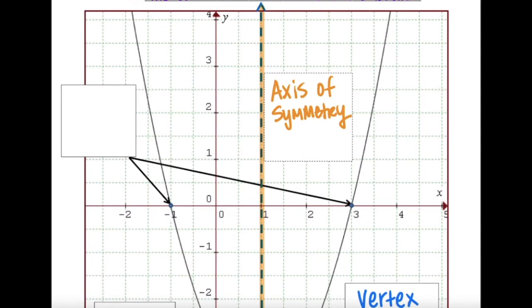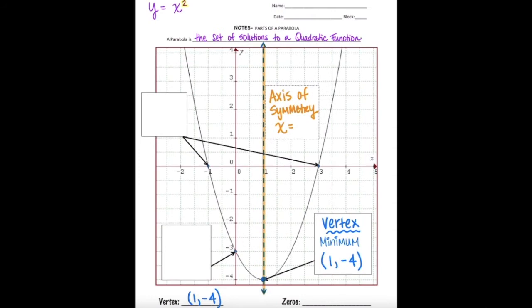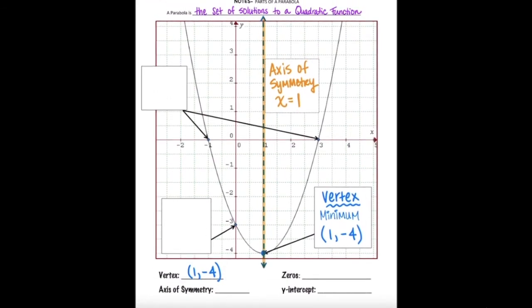The axis of symmetry is always going to be a vertical line, so the formula for the axis of symmetry is always in the form of x equals, and then whatever the x value of the vertex is, that's also going to be the x value of your axis of symmetry. Because if we zoom out here, the vertex is sitting on the axis of symmetry. So this axis of symmetry has an equation of x equals 1, because that's the x value of the vertex. So our axis of symmetry here is x equals 1.